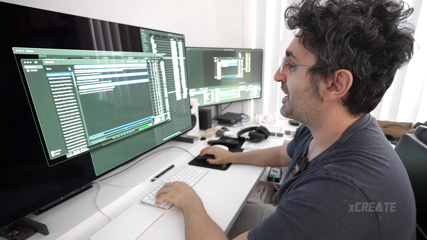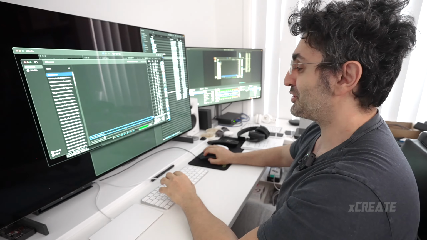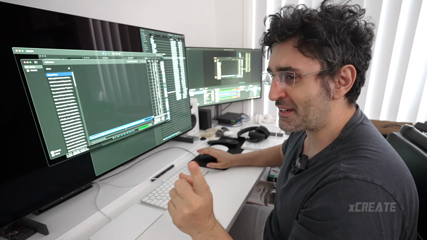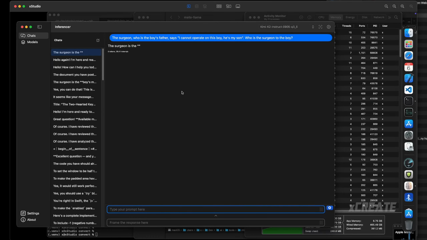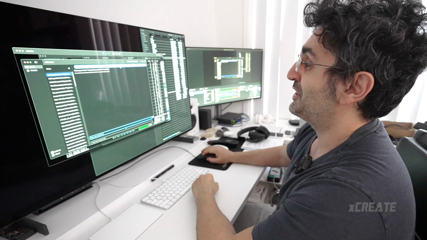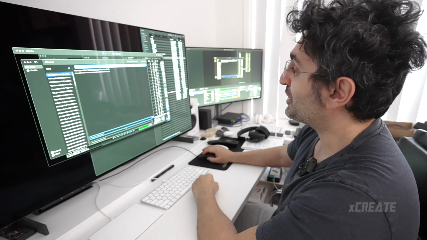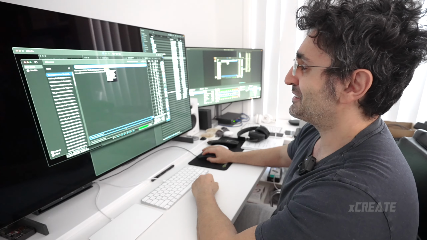I'm going to start fresh. And I have a new favorite prompt to test these models out. This is a good one because pretty much, not all of them, some of them actually did pass. I think DeepSeek might have passed. The surgeon, who is the boy's father, says, "I cannot operate on the boy, he is my son." Who is the surgeon to the boy? And look at it straight away there. It actually failed. It said that the surgeon is the boy's other parent, his mother.